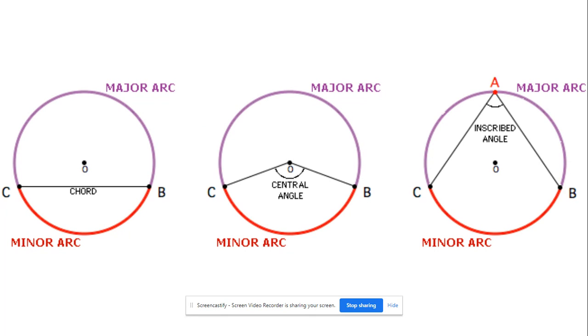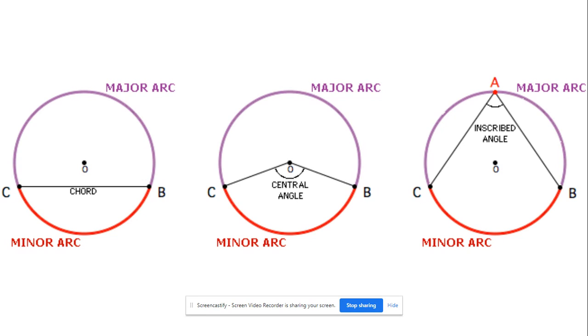Next, another picture. We have a major arc in purple. Those are the big ones. The little ones are the red ones. They're minor. They're smaller than 180. In the first picture, we have a chord. Remember, a chord is through the circle, but it stops at the edge. So it's not like an arrow. It stops with those two dots on the edge.